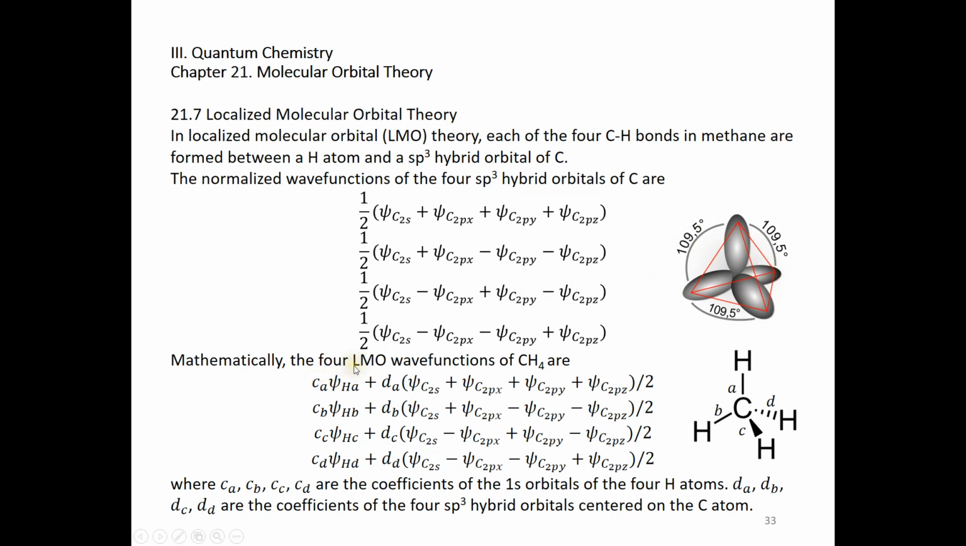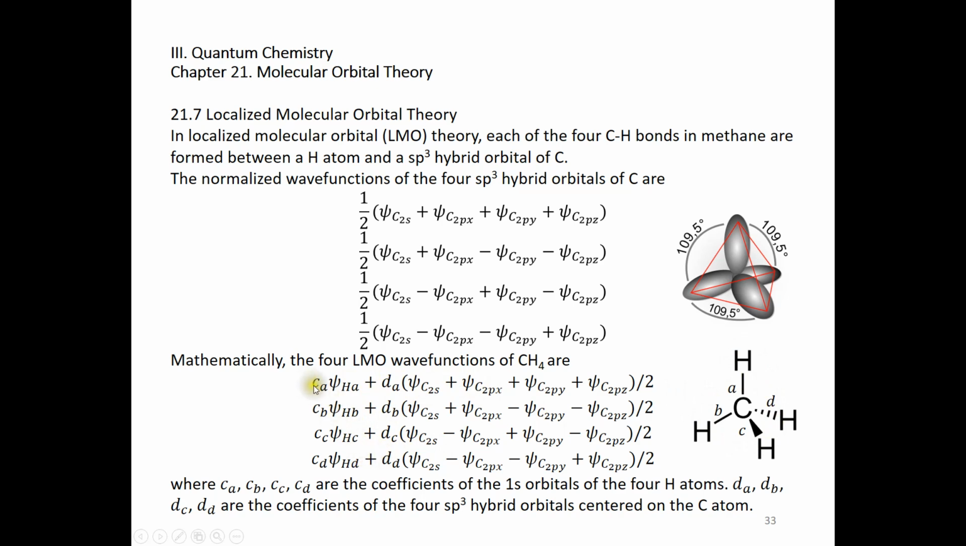Mathematically, the four localized MO wave functions of methane are this. We have the 1s orbital from hydrogen A overlapping with one sp3 hybrid orbital, and hydrogen B overlapping with another sp3 hybrid orbital, then hydrogen C, hydrogen D. Each overlaps with an sp3 hybrid orbital. Again, we have four sp3 hybrid orbitals centered on the carbon atom. They can each overlap with one hydrogen atom. So over here you can see overlapping with hydrogen A, hydrogen B, hydrogen C, and hydrogen D.